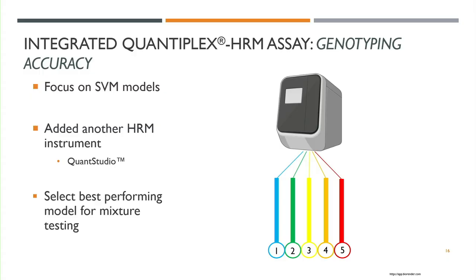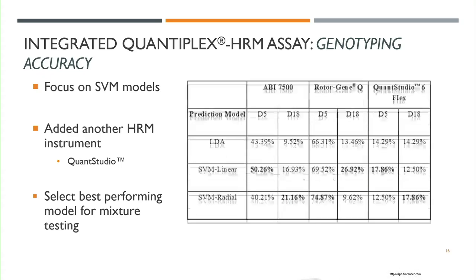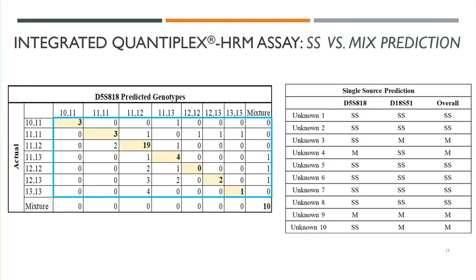So we also brought in this instrument on this project and started working within this platform. And we evaluated this STR analysis that's integrated into the Quantiplex kit with an HRM function on the back. We started looking at this on this platform to determine the single source genotyping, so that we could determine the best prediction models. And this is the same table I showed you before, but this time with the QuantStudio added in. We were surprised at the low single source genotyping prediction accuracies, but we were able to determine the best performing machine learning models to move forward with for our actual question, which is whether or not this approach could be used for single source and mixture discrimination.